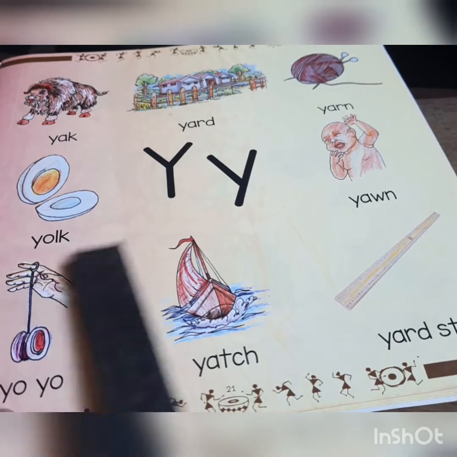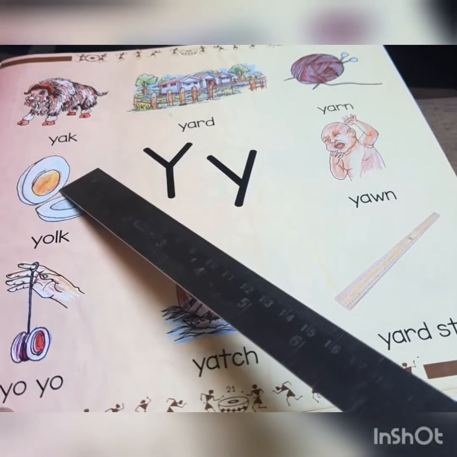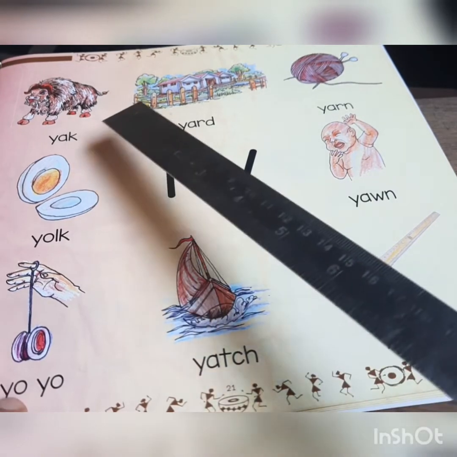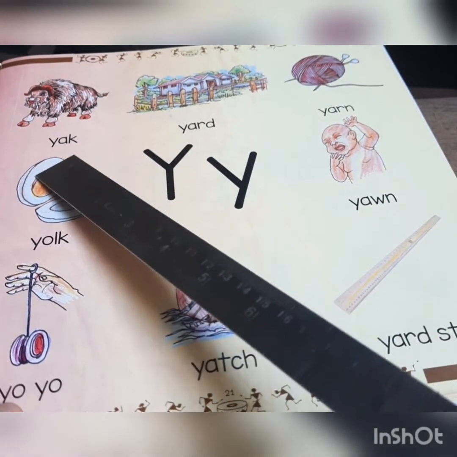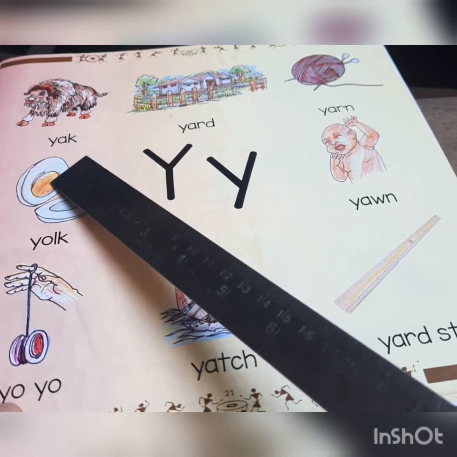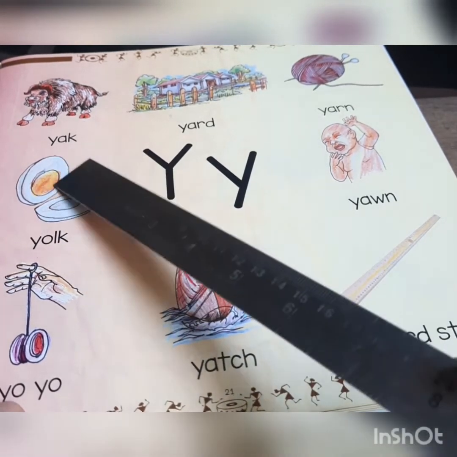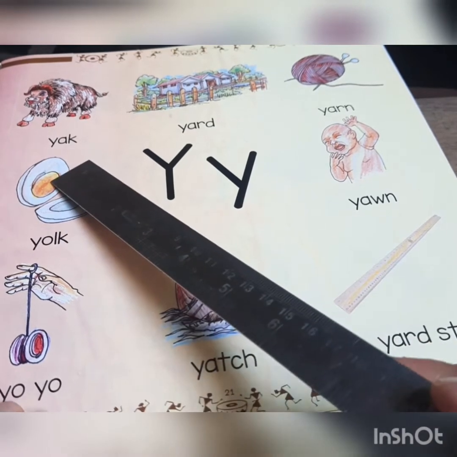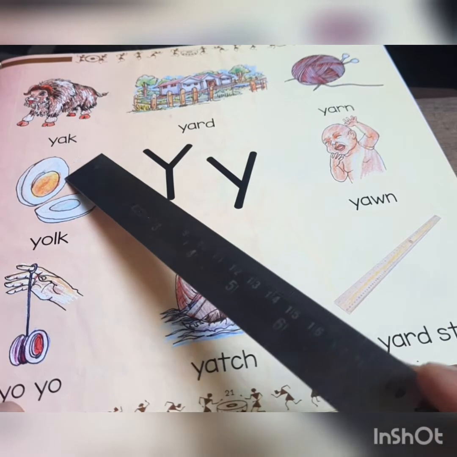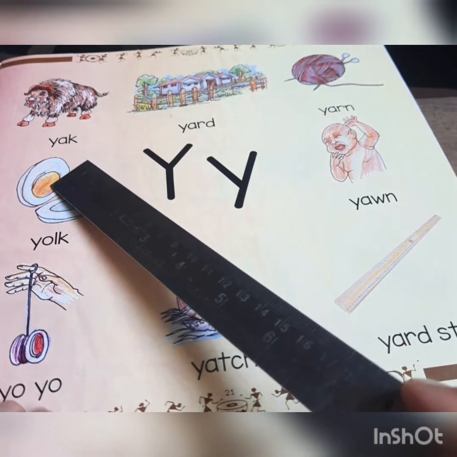Next one, it is yolk. What is yolk? What is this picture? Do you all love egg? Hope you will. Many of them will like egg, but not this yellow color, yolk. Inside the egg, there will be a yellow part. Right? You all have observed. That is called as yolk.